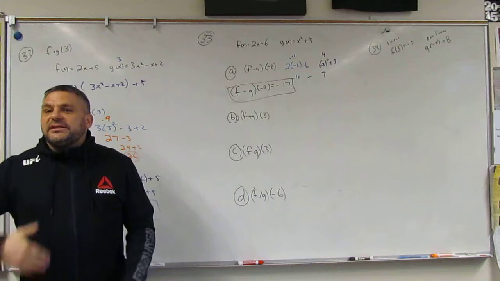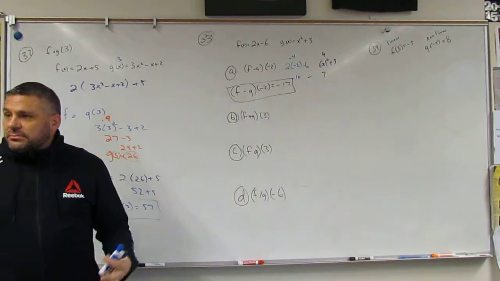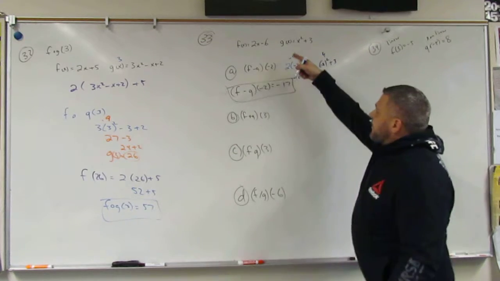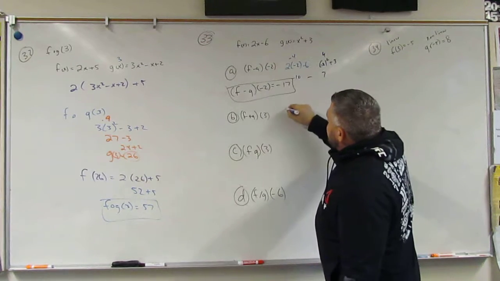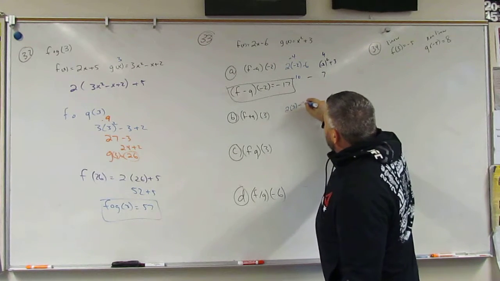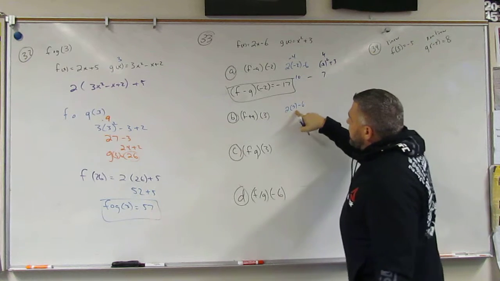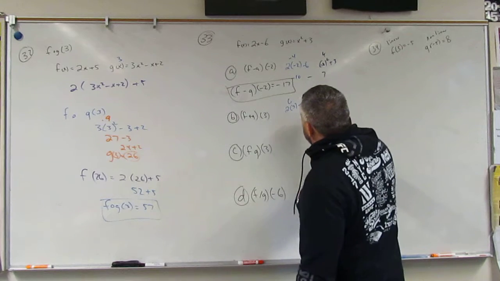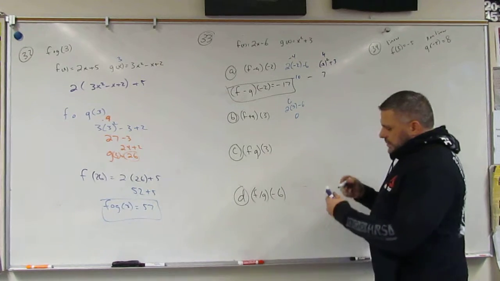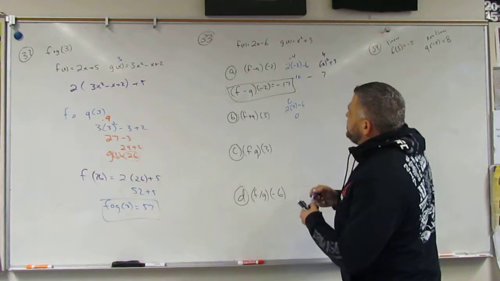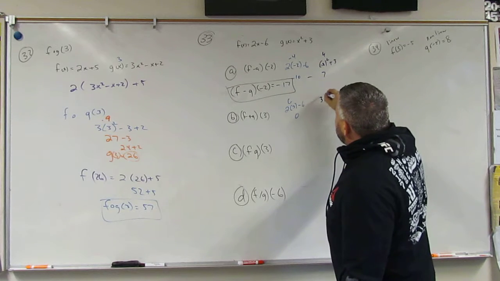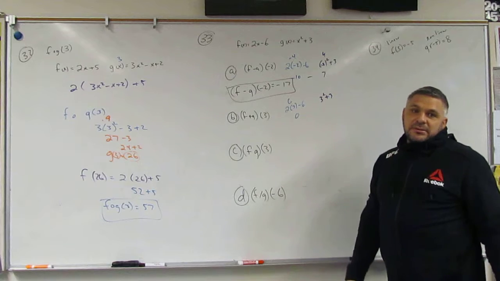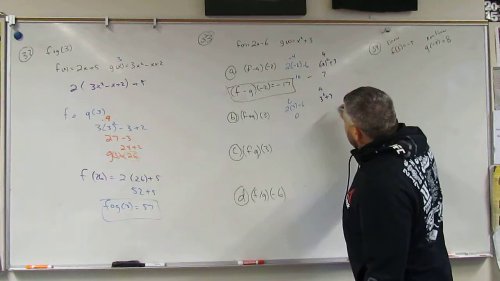Alright, next. What about this? This is a different number, so we have to do it again. Right? So let's do it again. F, I'm going to plug in 2 times 3 minus 6. What's 2 times 3? 6. 6 minus 6? 0. Okay? And then we plug in the 3 for G. So 3 squared plus 3. What's 3 squared? 9. Plus 3?